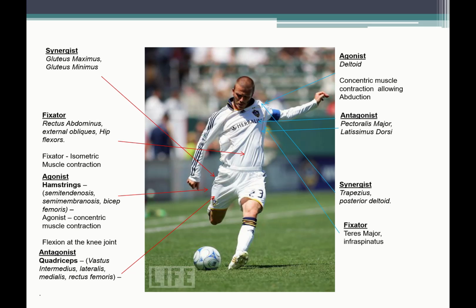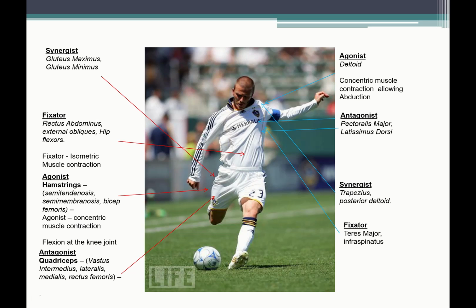And then the fixator, holding that shoulder joint in place, making sure that we don't hyperextend or we don't hyperabduct and therefore cause injury. We've got the teres major, which is part of the shoulder girdle, and also the infraspinatus, which again makes up the rotator cuff. So these muscles here are working in teams in order for those movement actions to occur.